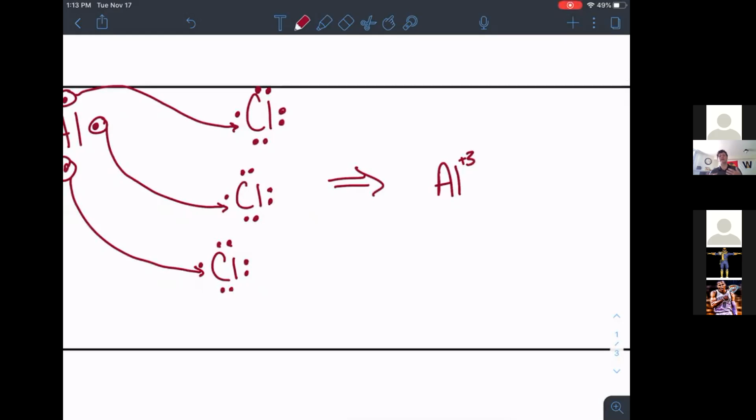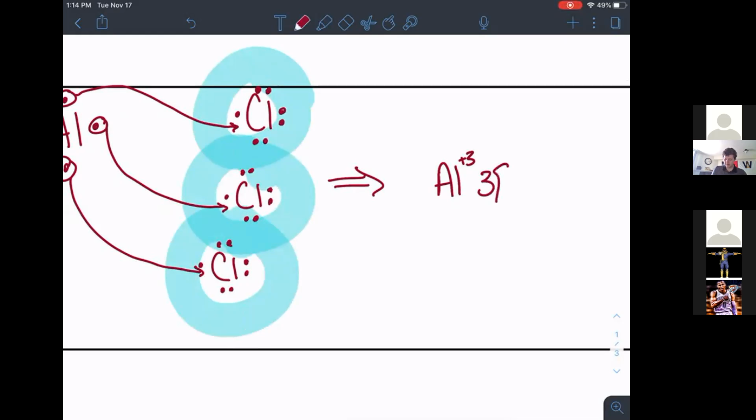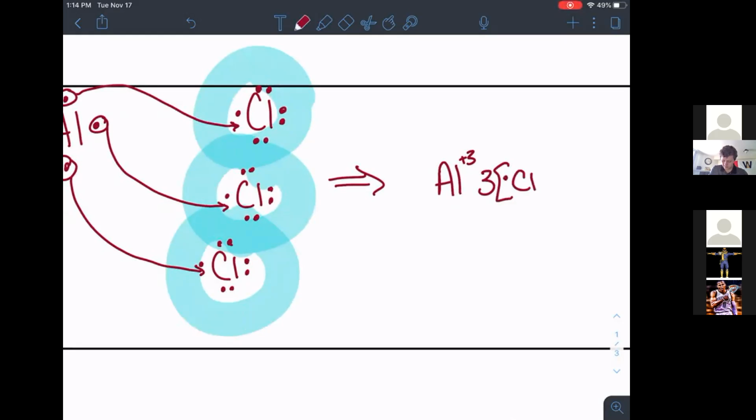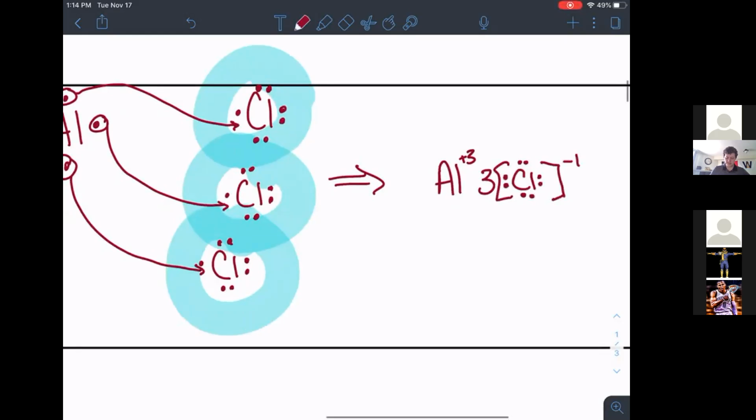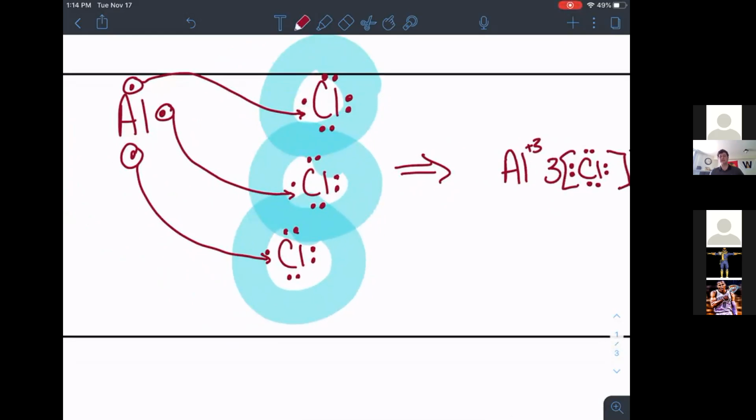And then chlorine, how do I draw that as an ion? Put a 3 and then a bracket. I need 3 of them because there were 3 chlorines. And now I need to put my bracket. Okay. Chlorine with all 8 valence electrons, because it's gained electrons to have a full valence shell. And then it has -1, because each chlorine only gained 1 valence electron. So 3 chlorines have gained 3 valence electrons between the 3.